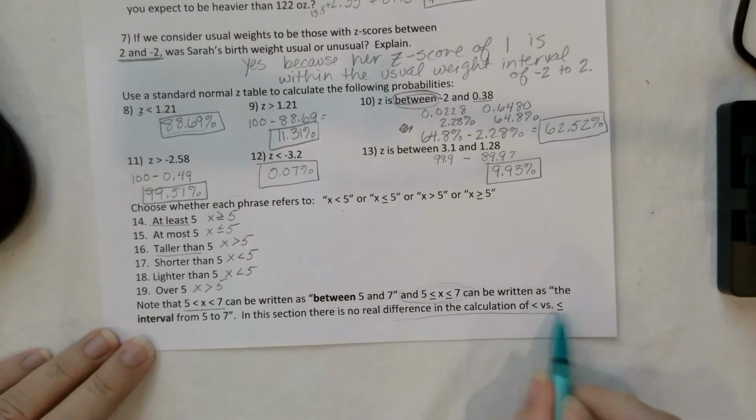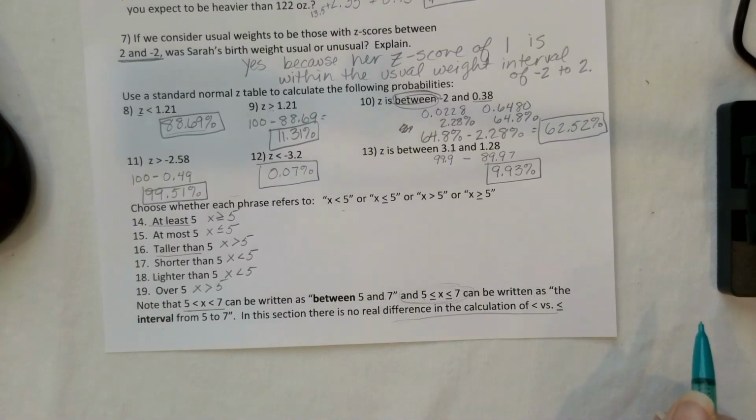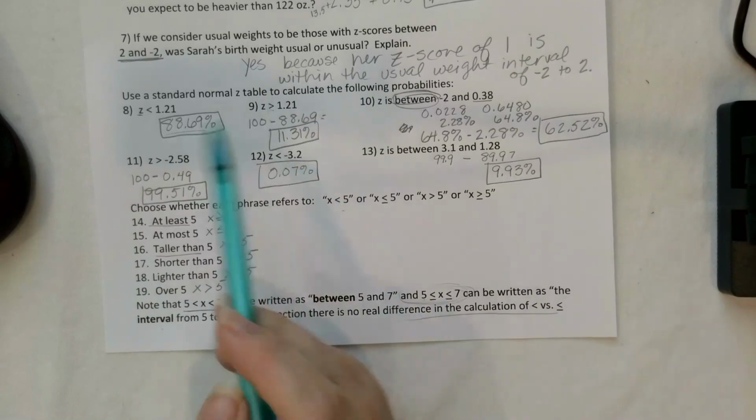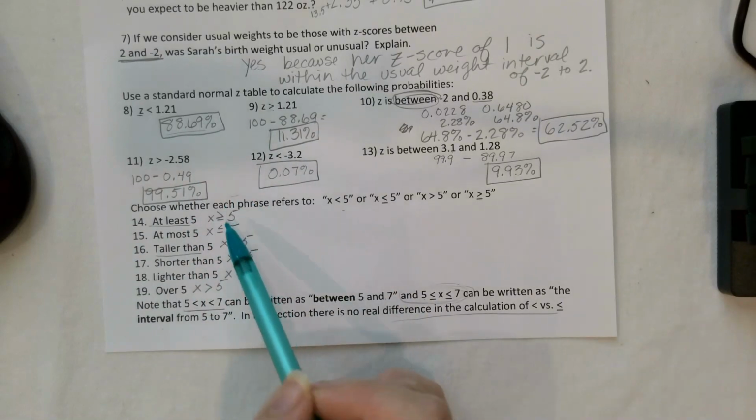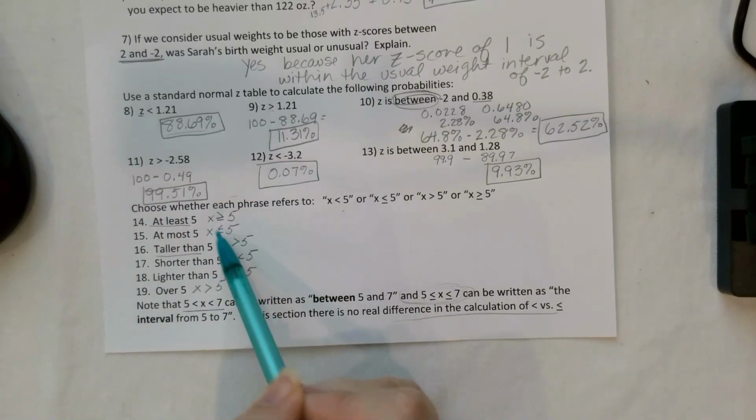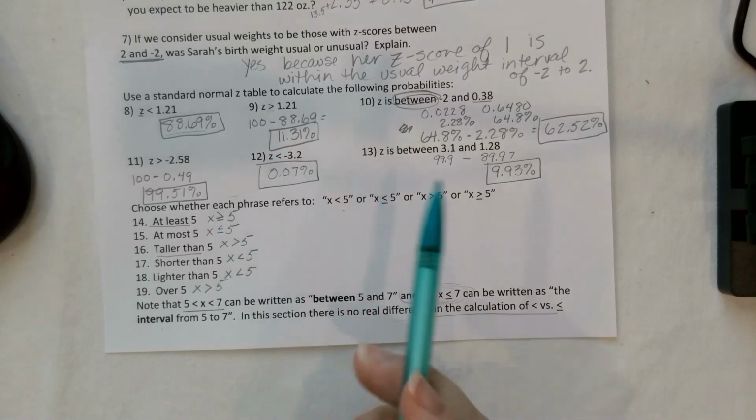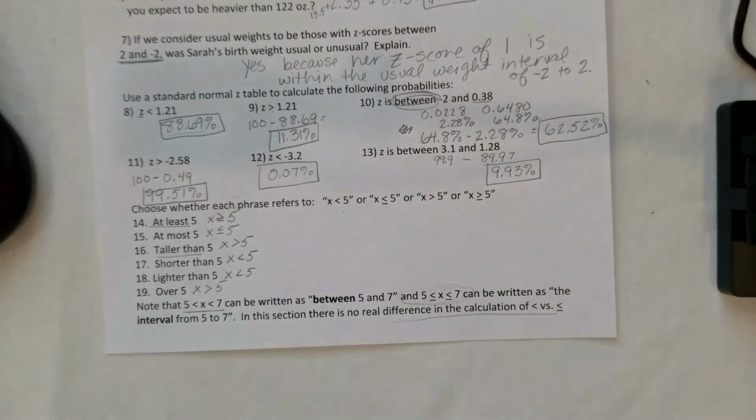There's no real difference in the calculation of less than versus less than or equal to. When we're talking about the z-chart, we're not worried about the difference between less than or equal to and just less than. We'll treat them the same for the time being.